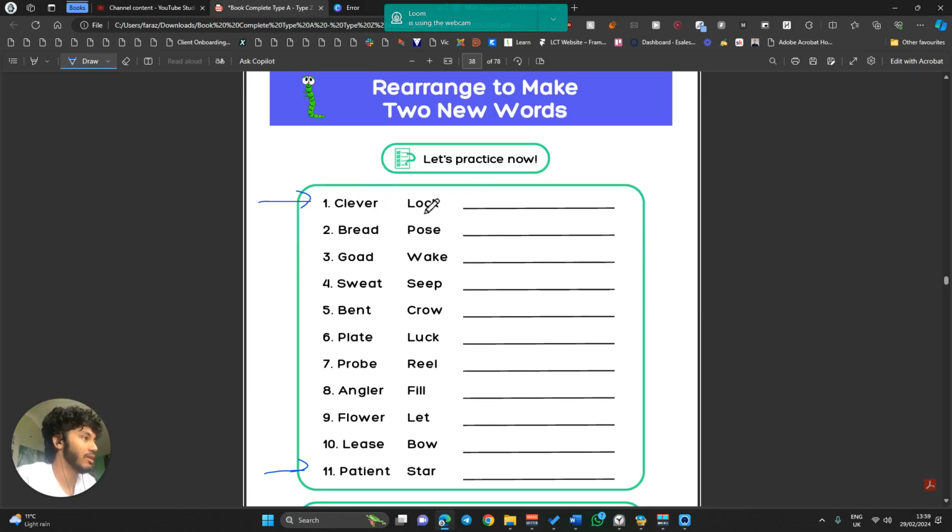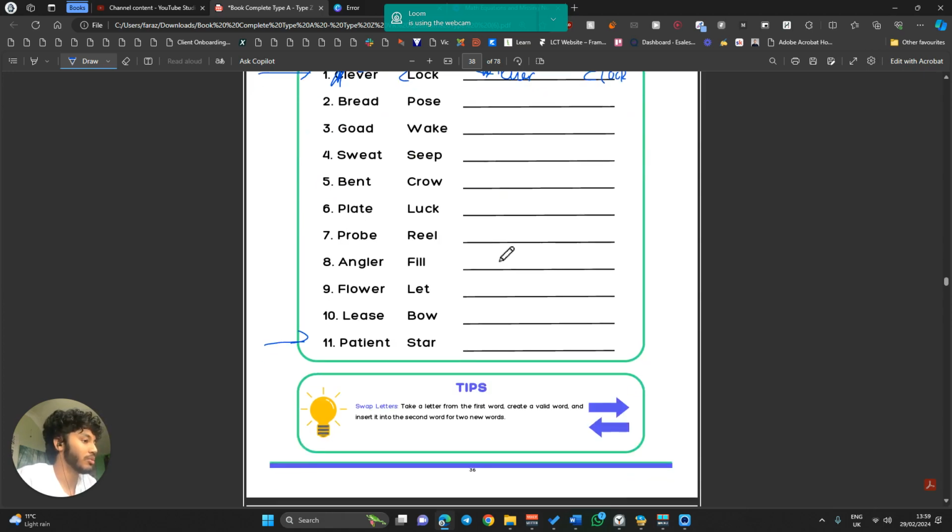So, clever and lock. Immediately I see, if I take out the C, we've got the word lever, and a lot of you will know what a lever is. It's something like this where you push it up and down, so lever might work. And then if we put the C there, clock, there we go. So I think it wants us to write them here. Usually you'll be given multiple choice options as to which option you want to take out.